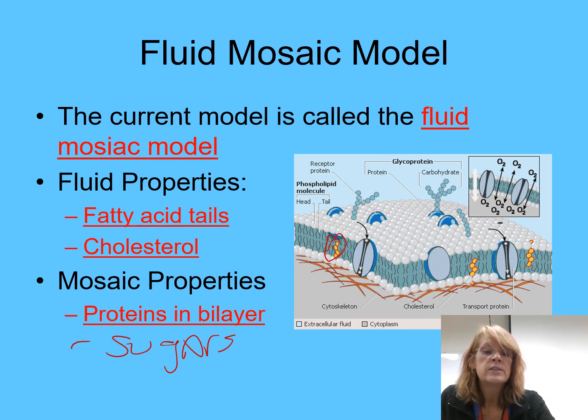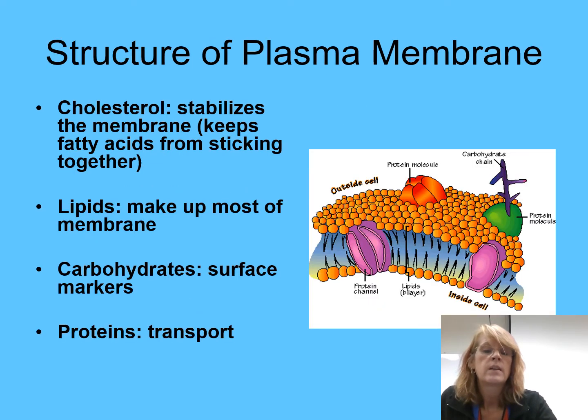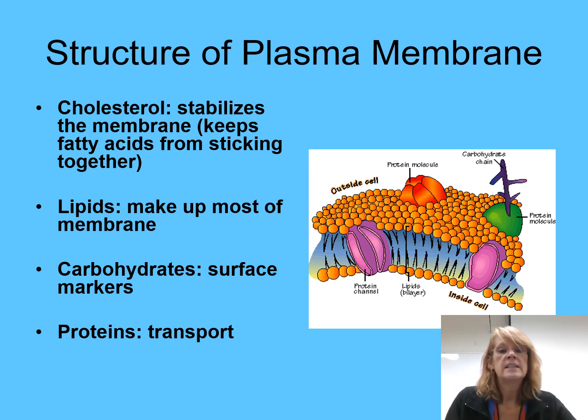So if you'll notice in this picture, you'll see these things that look like antennae. These are sugars. And these sugars can be used as markers, which we're going to talk about in just a second. So, like I mentioned, in the case of the plasma membrane, we do have this cholesterol. And its formal definition is to stabilize the membrane and to keep the fatty acids from sticking together. Think of it as being that little beach ball that I kind of put in the middle, and it kind of gives them room to flex.